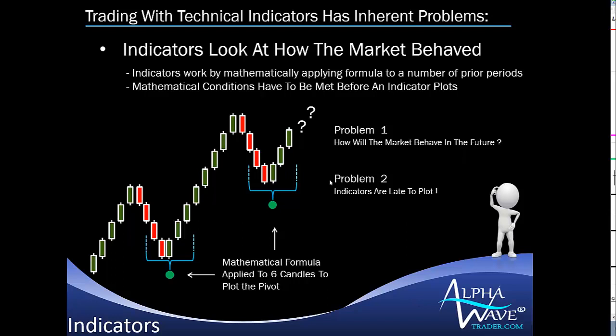99.9% of the time, indicators will tell you how late the point of entry is, because every time you have to apply the formula. Price tells you all of this far in advance.